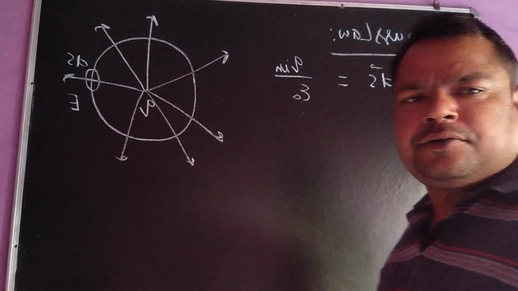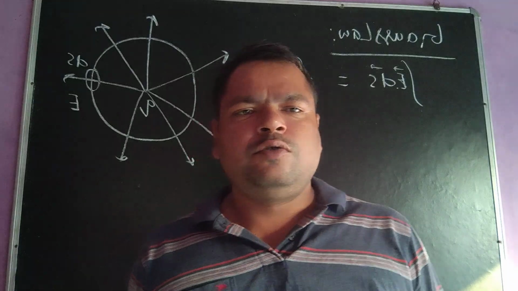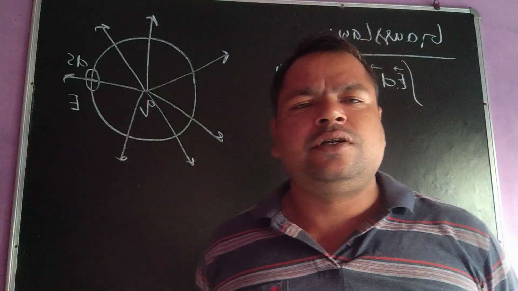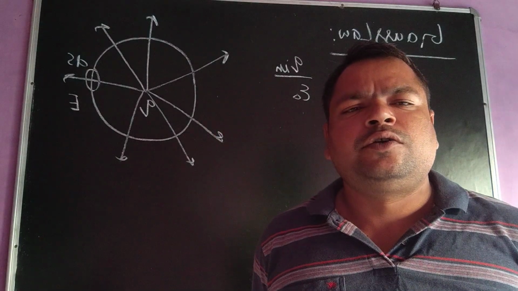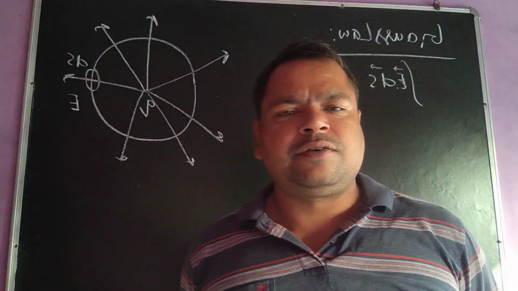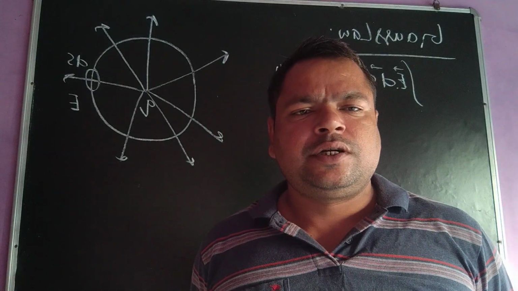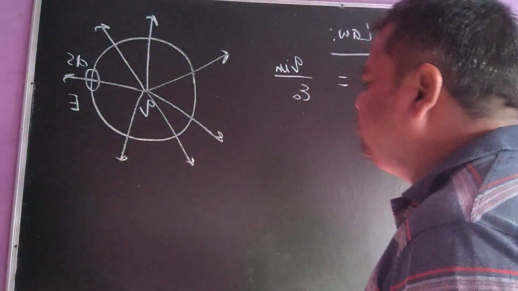What is the Gauss law? The total flux through a closed Gaussian surface, this closed surface is generally called the Gaussian surface in the normal way. So the total flux through the closed Gaussian surface is 1 upon epsilon naught times the total charge inside the surface.